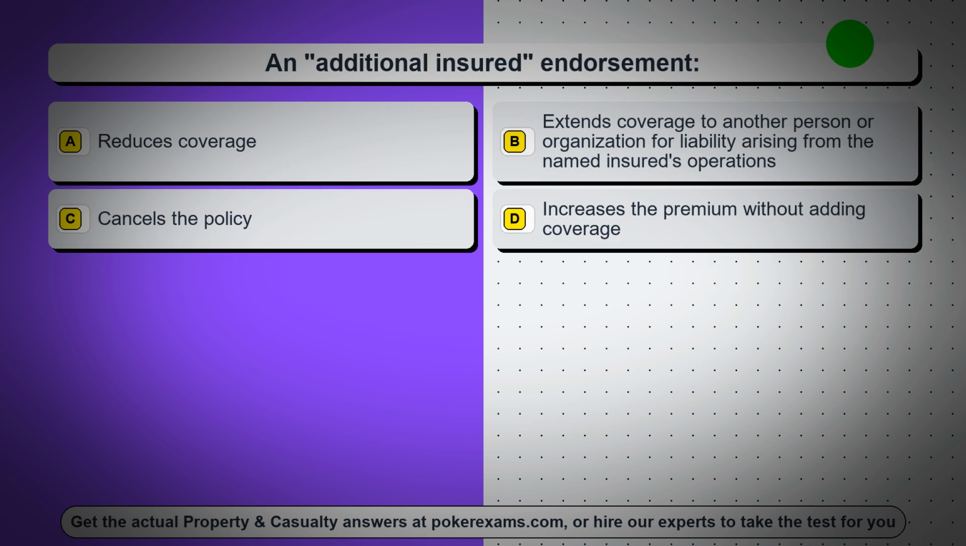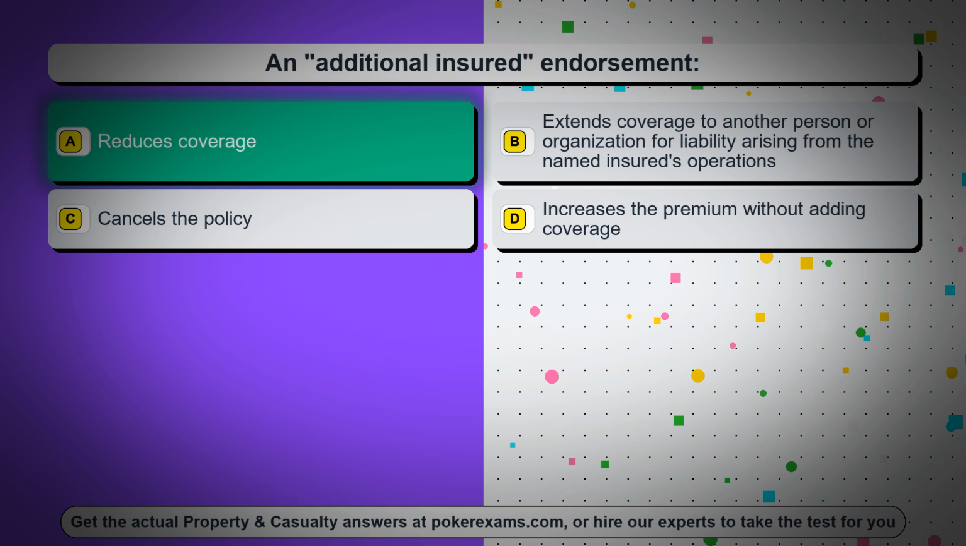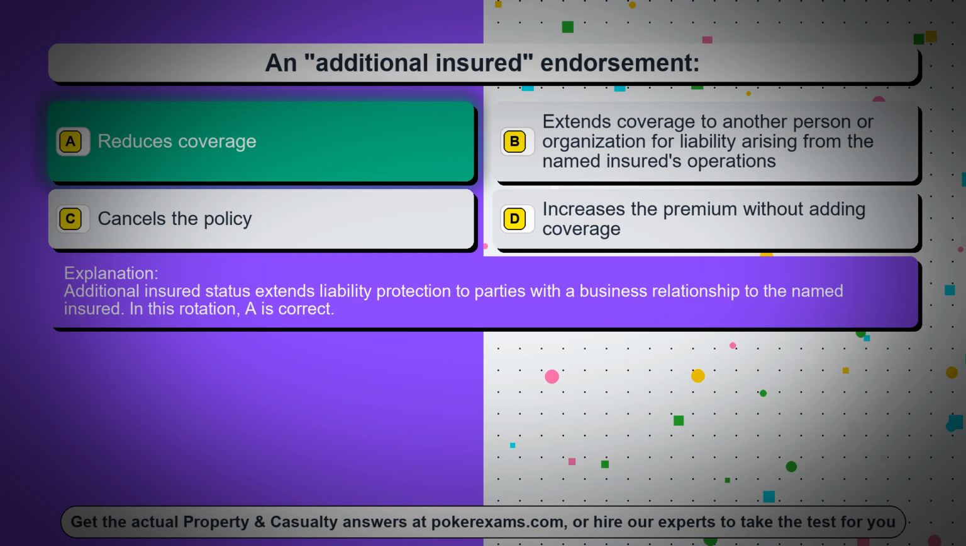Question 35. An additional insured endorsement. Option A reduces coverage. Option B extends coverage to another person or organization for liability arising from the named insured's operations. Option C cancels the policy. Option D increases the premium without adding coverage. The correct answer is option A, reduces coverage. Additional insured status extends liability protection to parties with a business relationship to the named insured. In this rotation, A is correct.